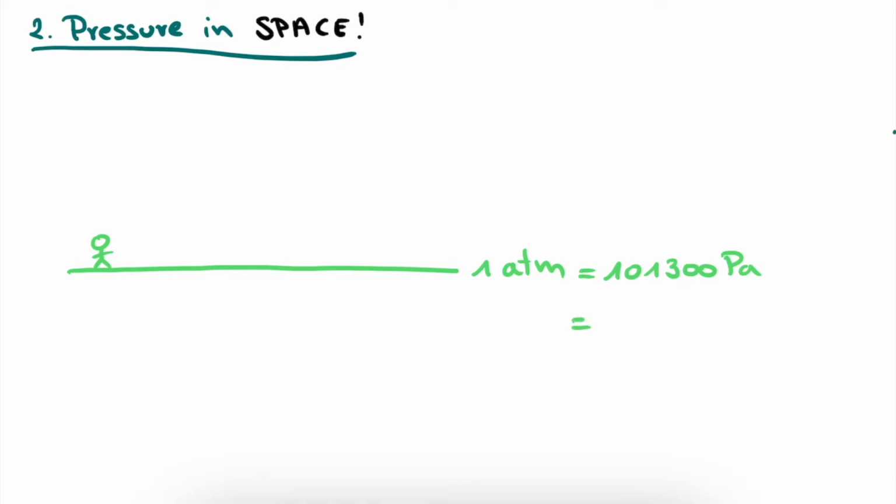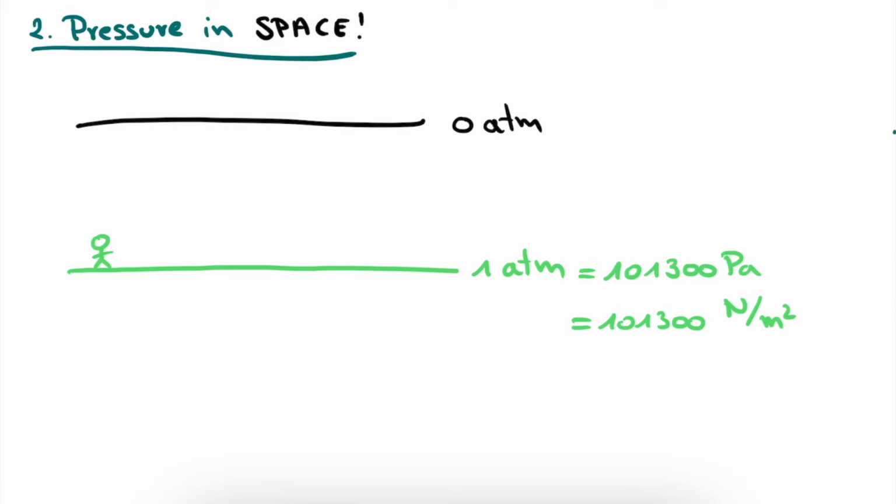We can also convert this unit of Pascal to something that we are more familiar with, namely 1 Pascal is 1 Newton per squared meter. And from these units, we see that pressure can be seen as a force per unit of area. But more on that later on. Now we are also told that space is a vacuum. And what does this mean? Well, it basically means that the pressure in space is 0 atmosphere, or said differently, 0 Pascal.